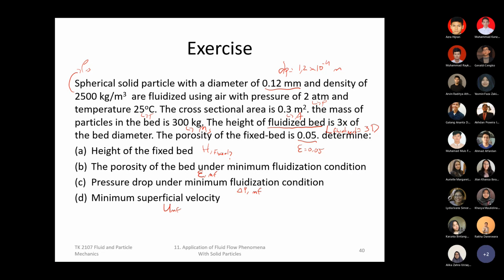Okay, maybe I need to provide you some more information about the air physical properties. At 25 degrees C and 2 atm, rho g is 2.374 kilogram per cubic meter, while the mu g is 1.845 times 10 to the minus 5 Pascal second.